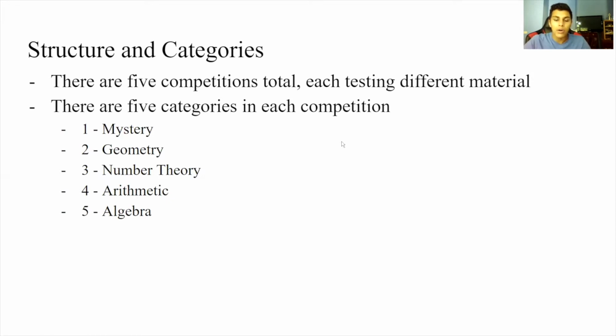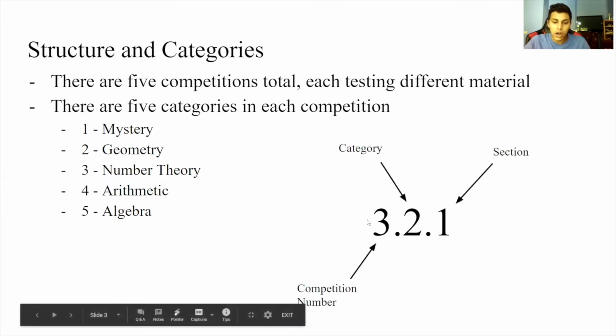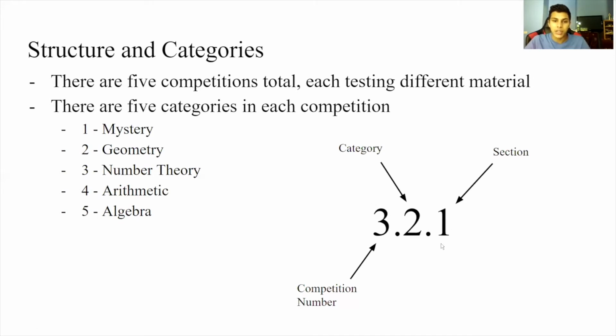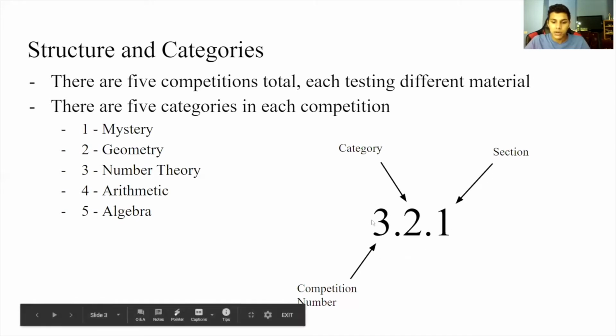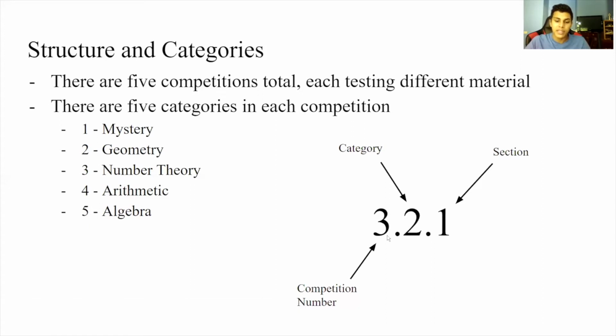Now, as for how our videos are broken down. When I have a video, I'm going to label it like this, where I have a few numbers in a row with dots in between them. What these numbers represent is the first number is the competition number, the second number is the category, and the third one is just the section of that category. So this one, 3.2.1, would represent MEET 3, since it's competition 3, geometry, since 2 correlates to geometry in terms of categories, and then 1 just represents that it is the first section of geometry that I'm teaching you.